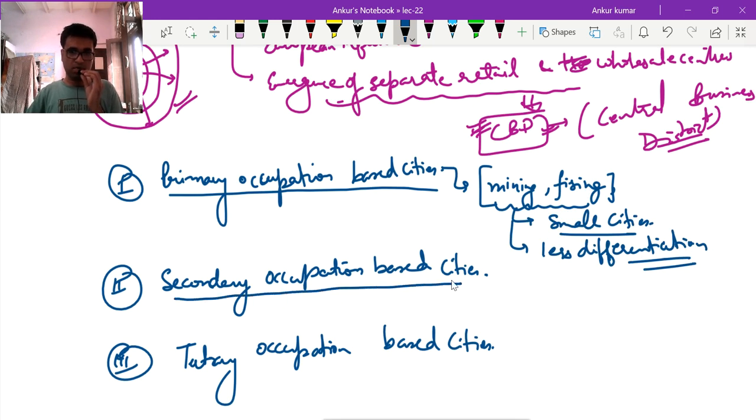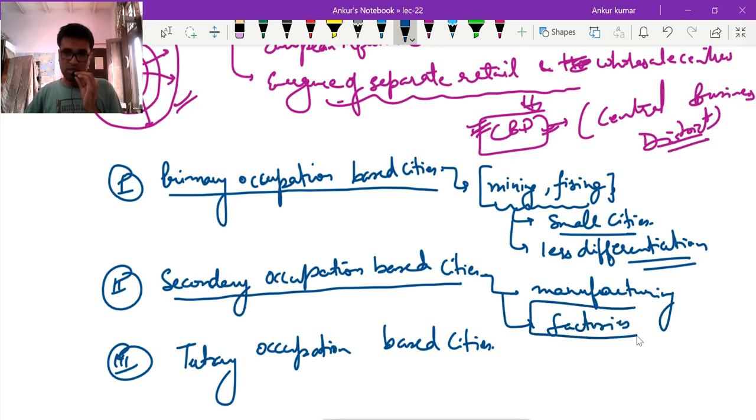When you come to the secondary occupation based cities, they were based on manufacturing, right? So the factory zone got established at the CBD, the central business district. Due to this factory zone, there was a growth of centrifugal forces out of the CBD, so the working class people and the higher class people migrated out of the CBD.